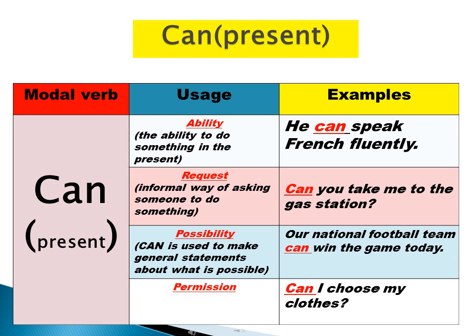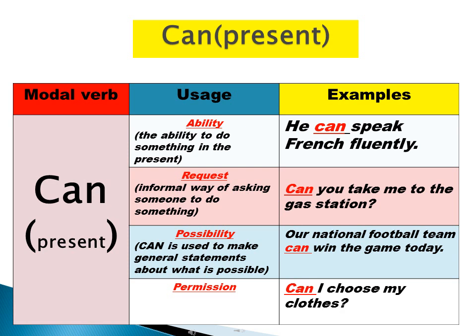Number 3. Our national football team can win the game. Here we have can as a possibility. Can is used to make a general statement about what is possible. Okay, let's see the last example.